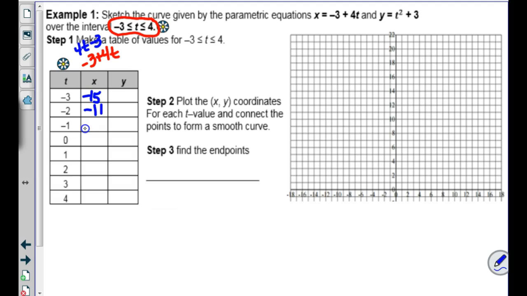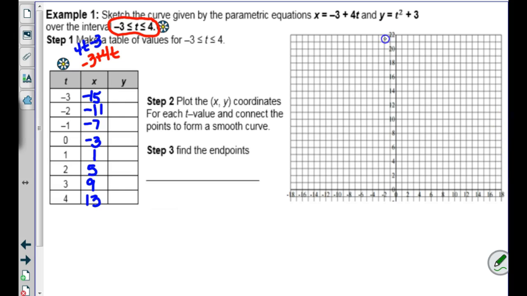Anybody put a -2 in? What do you get out? -11. Okay, 0 minus 3 would be -3. Put in a 1, we'd have 4 minus 3 is 1. What do I get if I put in a 2, guys? 8 minus 3 is 5. 12 minus 3 is 9. 16 minus 3 is 13. Okay.